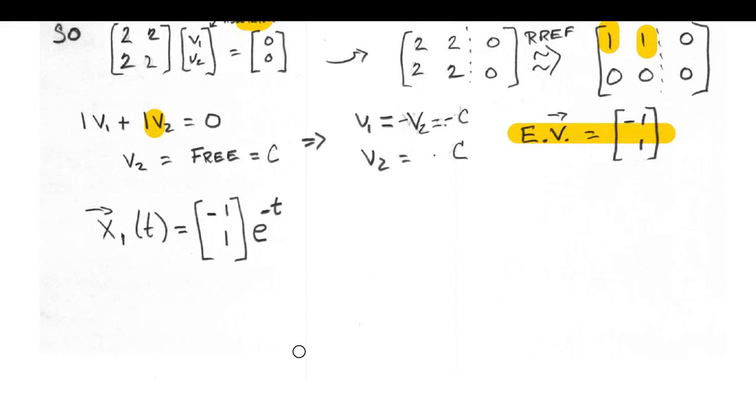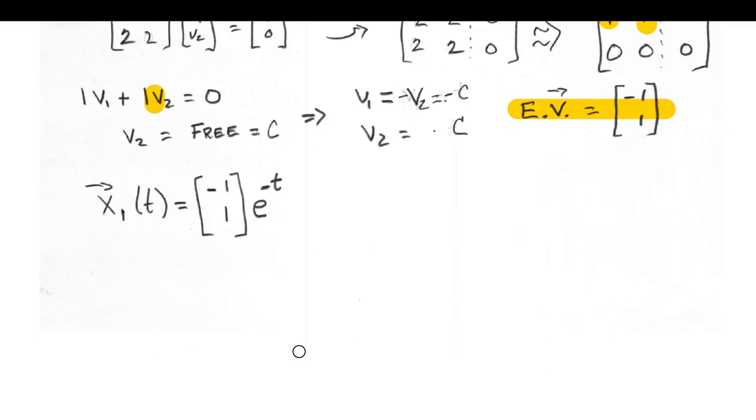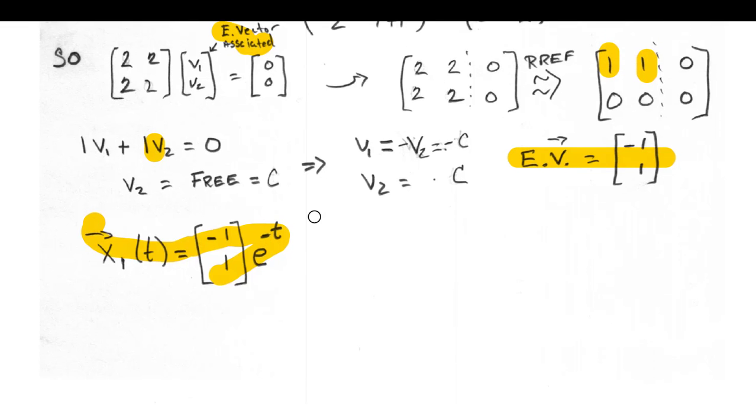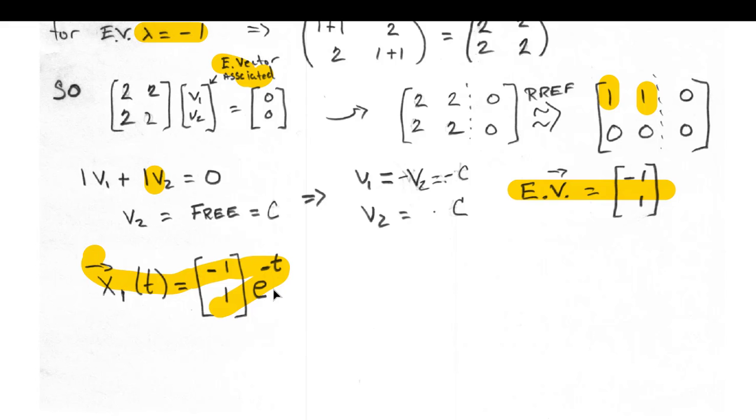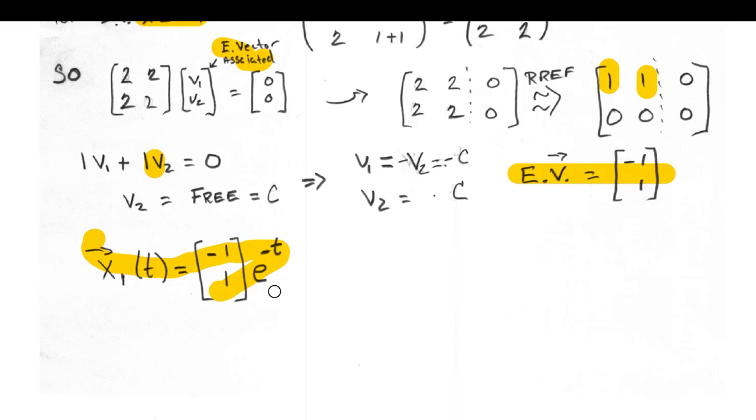Then my first solution to this differential equation system is x1 of t equals the eigenvector -1, 1 times e to the minus, that comes from the eigenvalue, t. So e raised to the minus 1 t. Now for the second eigenvalue.